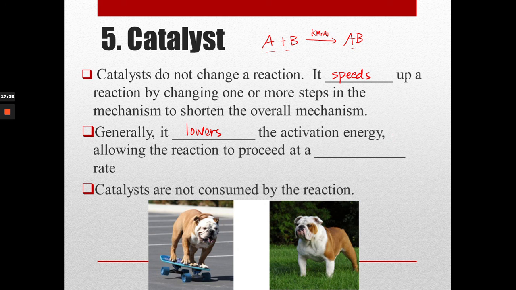We're going to learn about activation energy in the coming lectures, but it's going to lower that threshold of energy needed. So maybe it doesn't have to be as hot. Maybe the collisions don't have to be as hard, but it allows the reaction to proceed at a faster rate than it would be able to if that catalyst or that helper wasn't there. And again, they're not consumed by the reaction. So wherever they are up here, they stay up there.